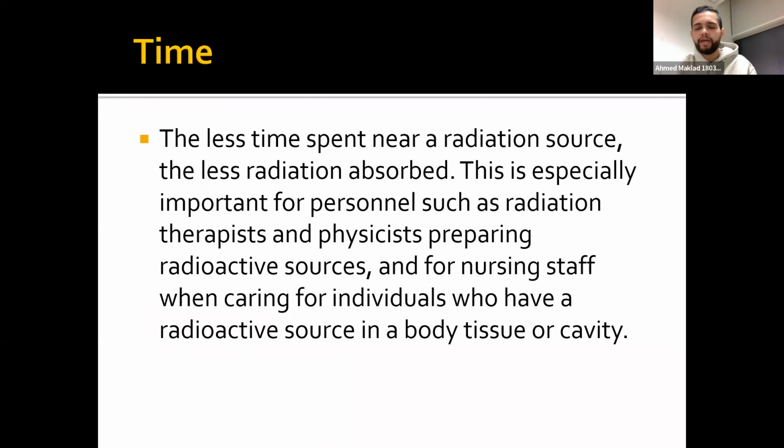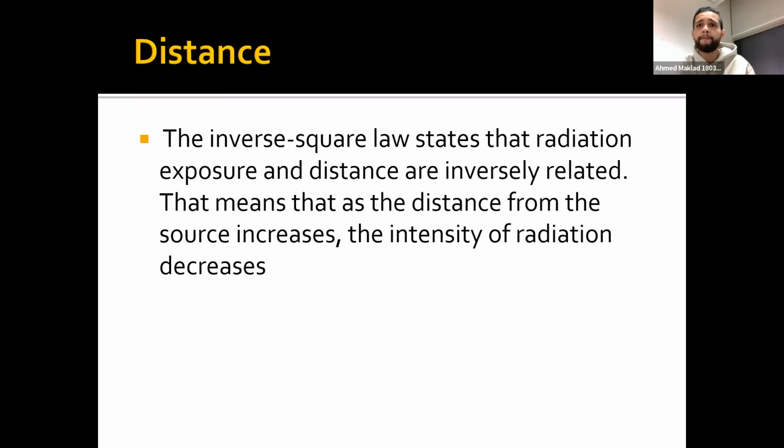Now, time, obviously, the less time you're exposed to a radiation source, the less you absorb that radiation, the less the side effects of radiation on you, all right? And this is especially important for personnel such as radiation therapists. It's just common sense. Less time, less radiation absorbed, less side effects, right?